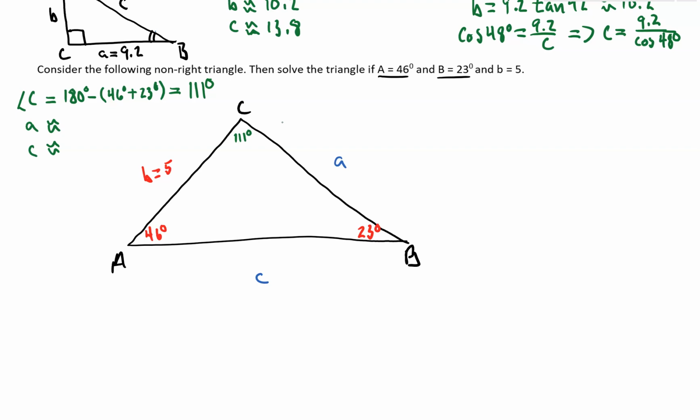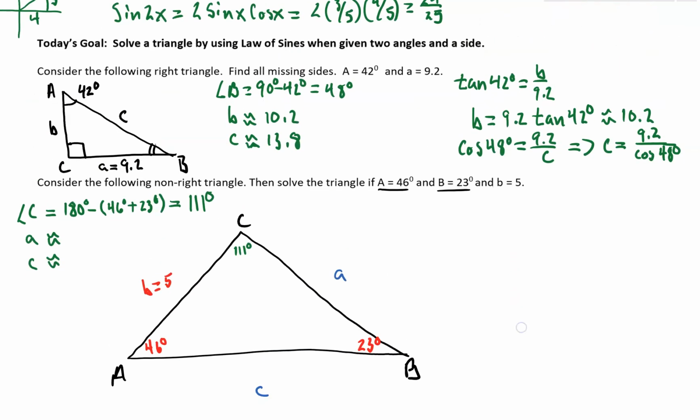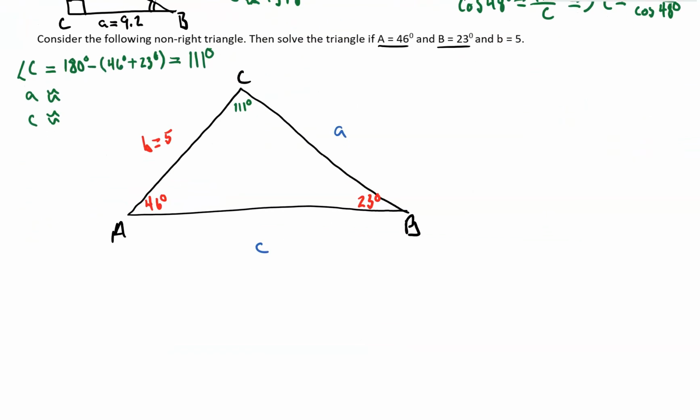Now we need to solve a and c. But here is where the problem gets a little bit different, because remember, we can use tangent, cosine or sine in right triangles, but this is not a right triangle, which means in order to make this work, we're going to need to create a right triangle of some sort, and that's where this idea comes into play. We are going to break this into 2 pieces so that we have a right angle, and now I have 2 triangles that are both right triangles.